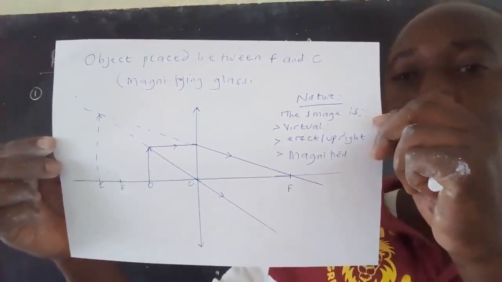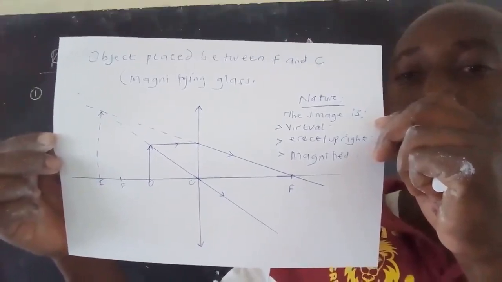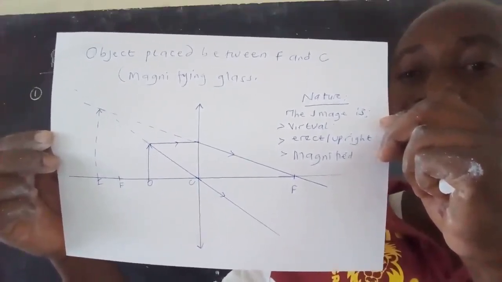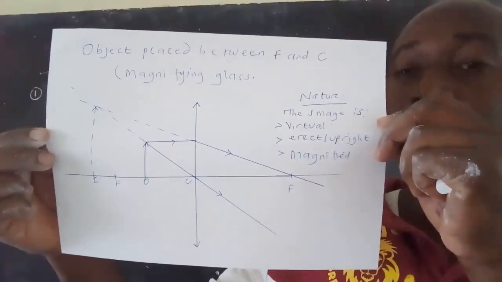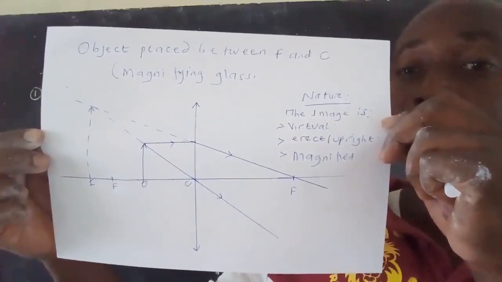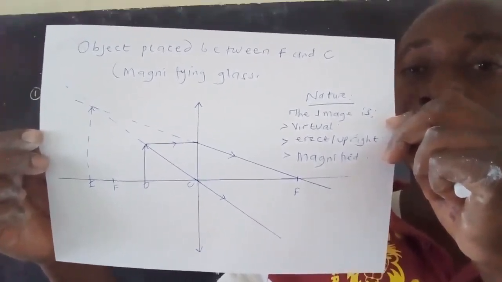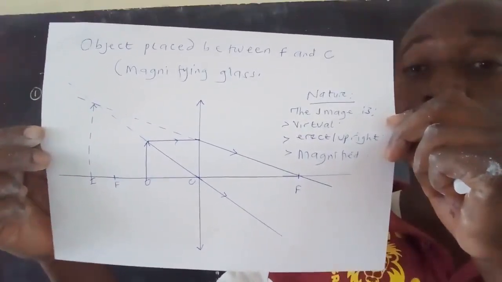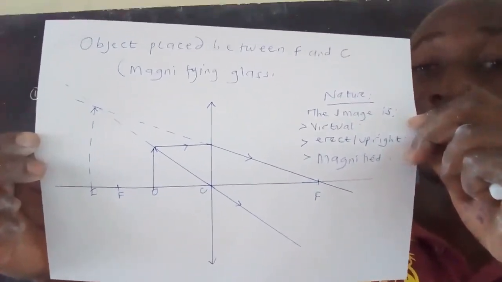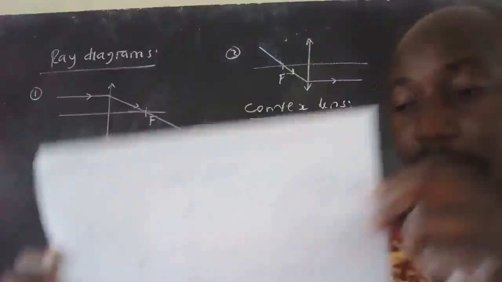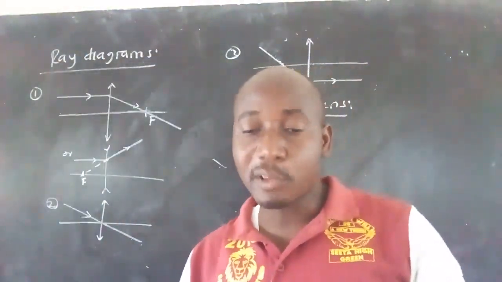Now this arrangement we shall call a magnifying glass. As you can see, the image formed is virtual, upright or erect, and magnified. That's why we call it a magnifying glass. So when the object is placed between F and the optical center of the lens, it forms that kind of image. That's ray diagram number 1. Number 2, the object placed beyond F.